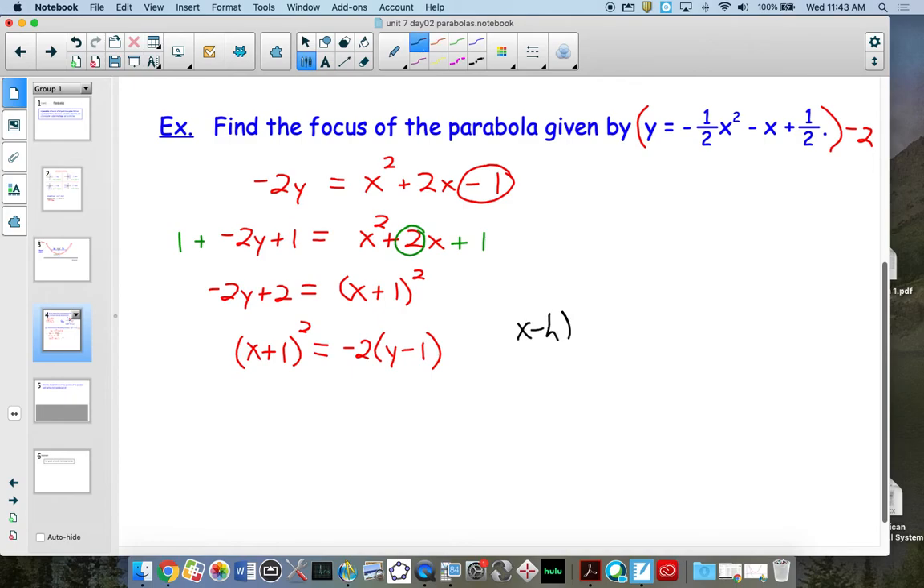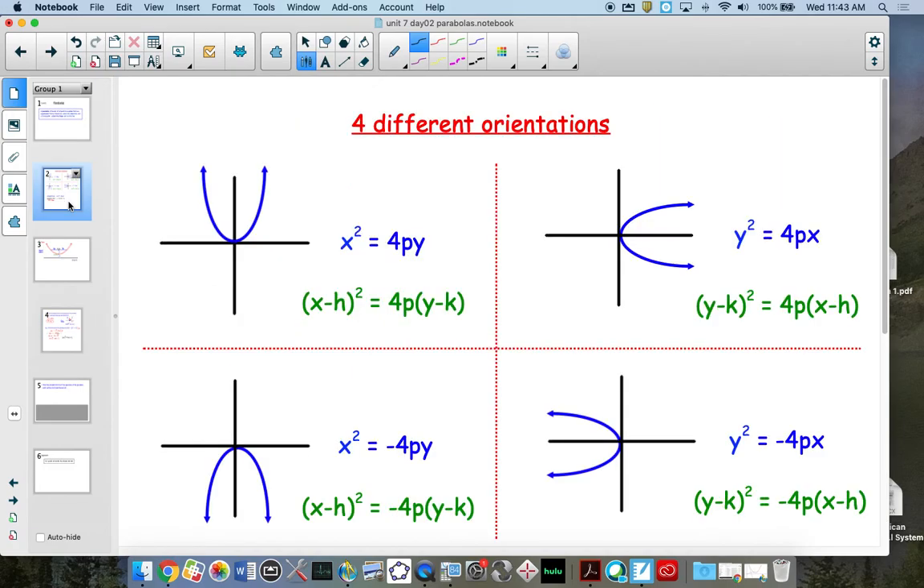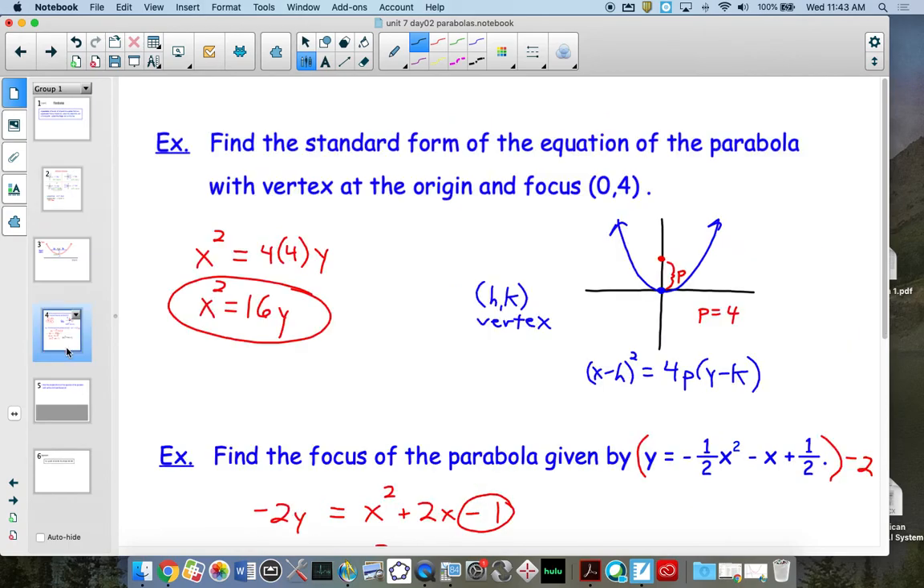And now that's in the form, let me write the form for you. x minus h squared equals 4p, or in this case, negative 4p, times y minus k. So I'm going to jump back up to there. I can't stress enough, you have to remember these 4 different orientations and what the 4 equations are for each of these graphs. So right now we're looking at this one, because that's what we have for our equation. Let's go back.